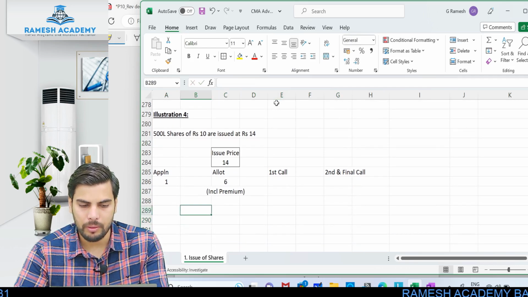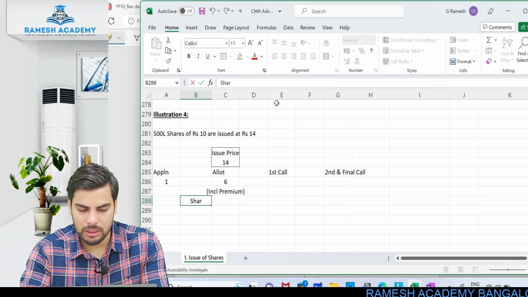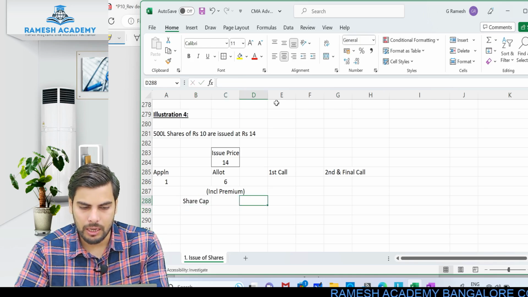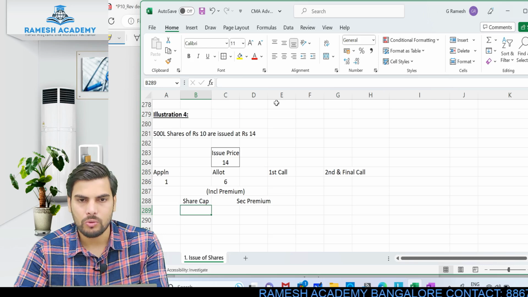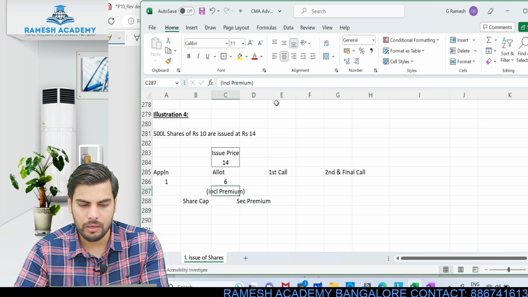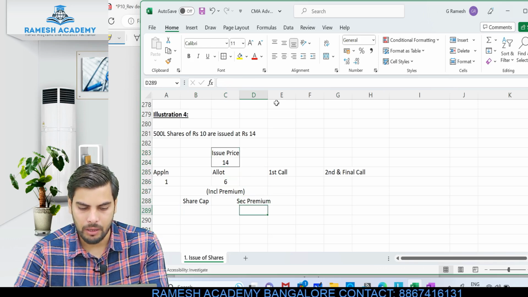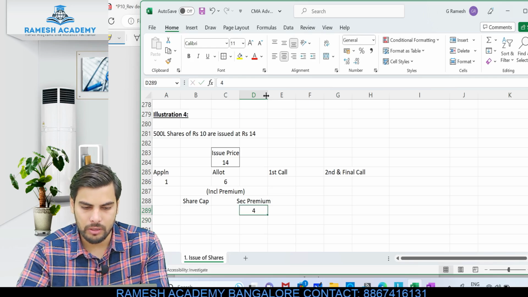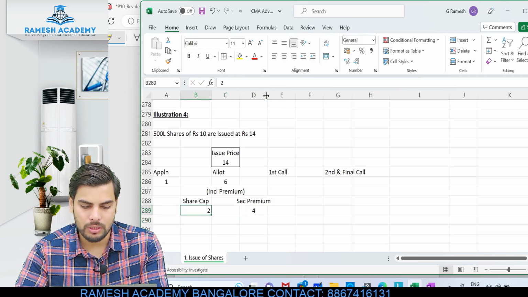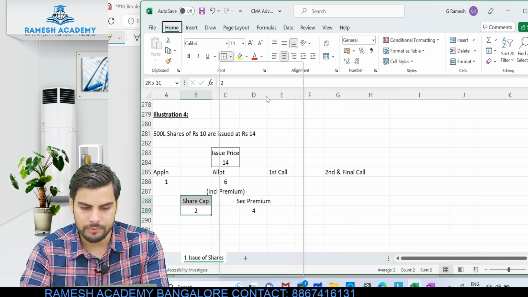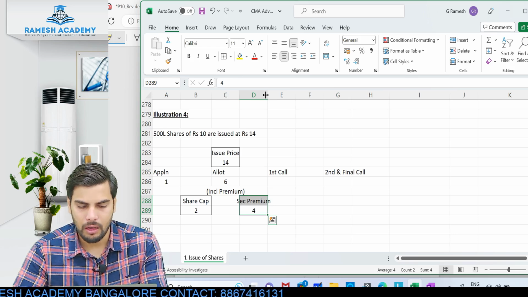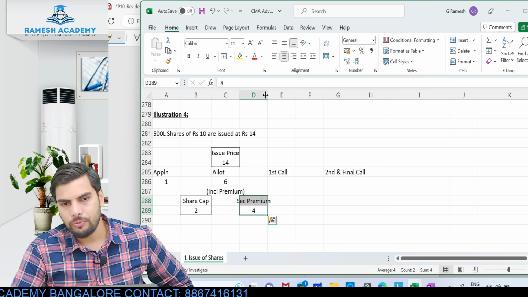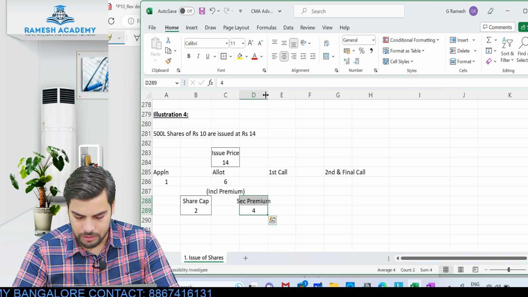So 6 rupees, this is including premium. Now out of this 6 rupees, how much money will be transferred to share capital and how much will be transferred to securities premium? To the extent of how much is the premium over here? A 10 rupee share, if I'm issuing it at 14 rupees, 4 rupees will be the premium. So this 4 rupees will go to the securities premium account and the balance 2 rupees will be transferred to share capital. Clear? Now when it comes to first call, how much will we be receiving at first call?